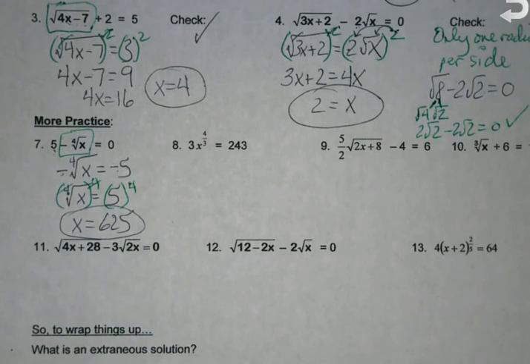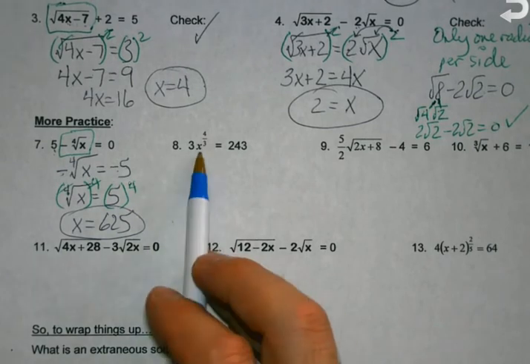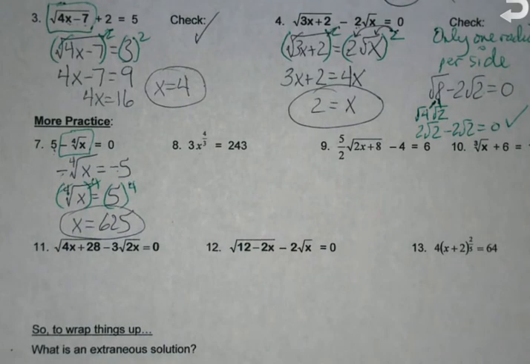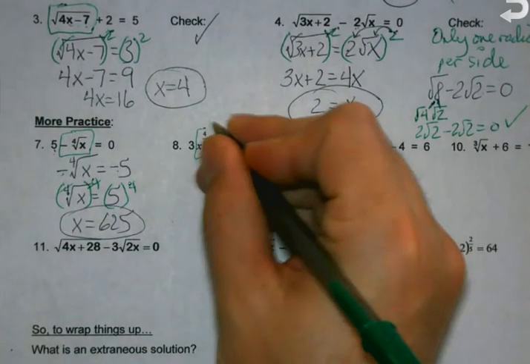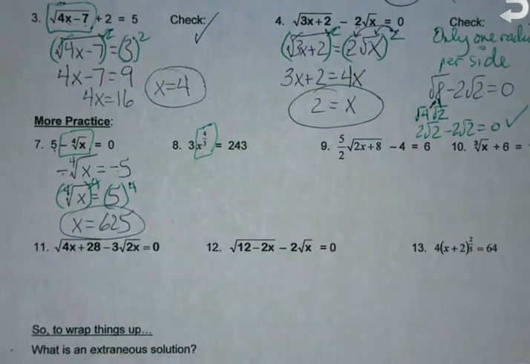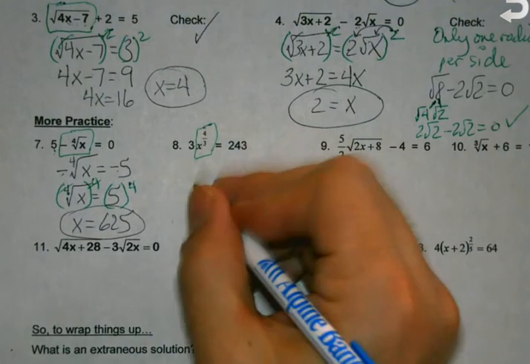But the rules, again, aren't going to change. We're doing 8. I still have got to isolate this. That's going to divide both sides by 3.